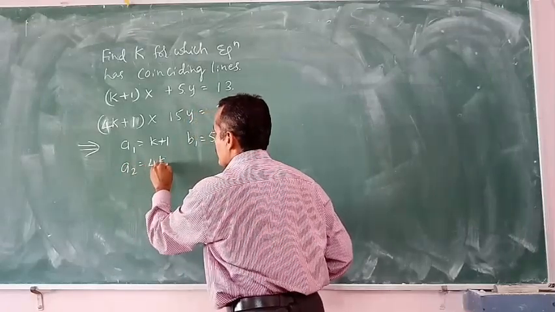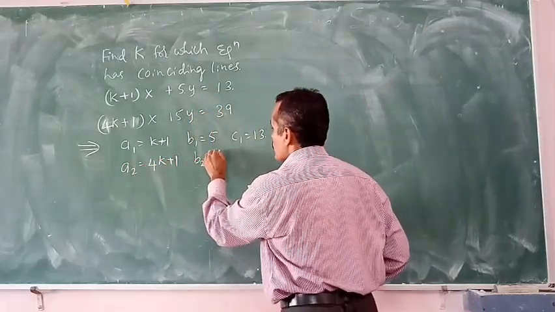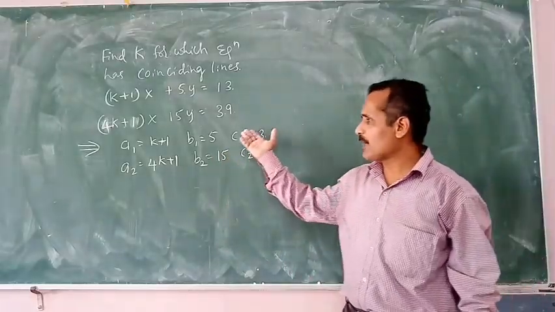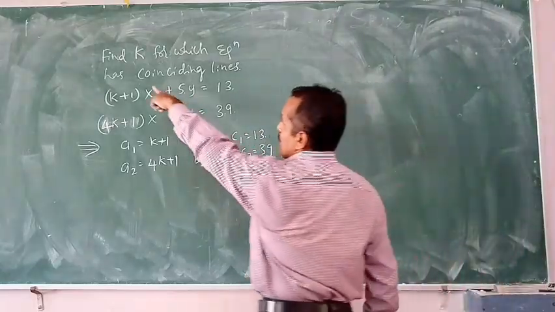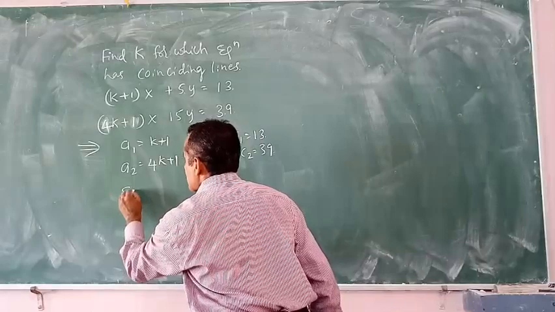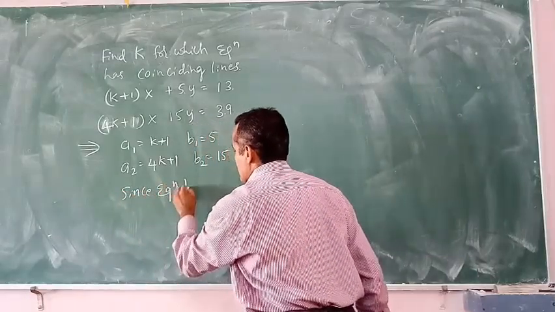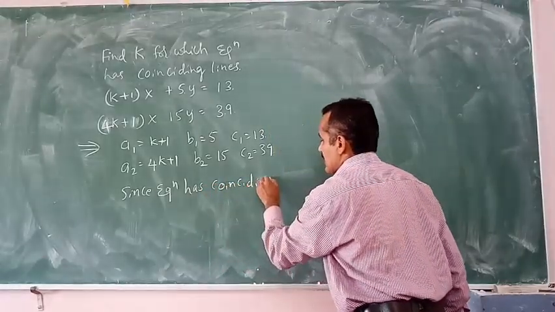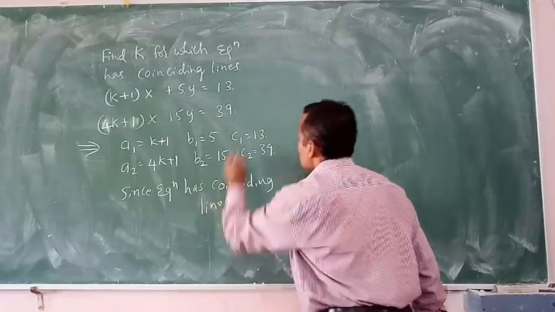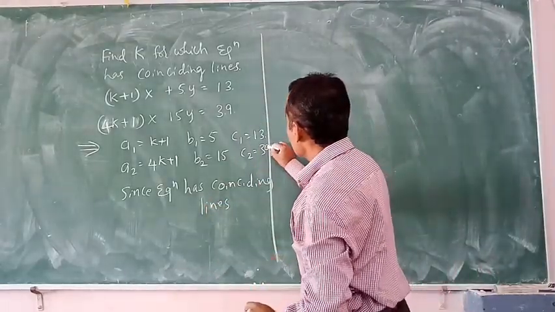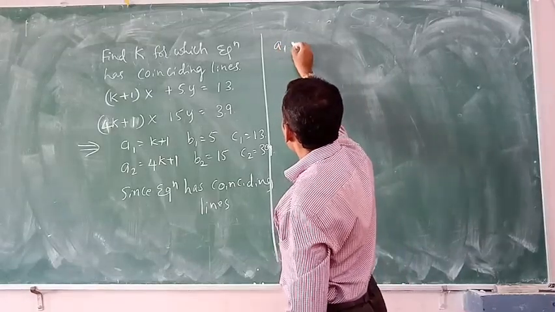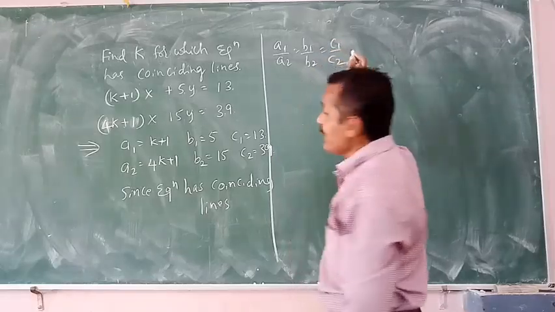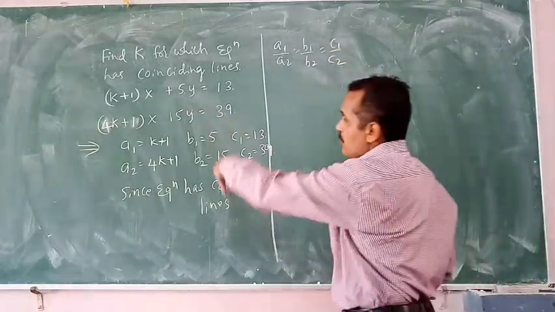a2 = 4k plus 1, b2 = 50, c2 = 39. As usual, I have written the values of a1, b1, c1, a2, b2, c2. What is the condition given for me? Since the equation has coinciding lines, let me write the condition: a1 by a2 equals b1 by b2 equals c1 by c2. I have written the condition. Let me substitute the values.